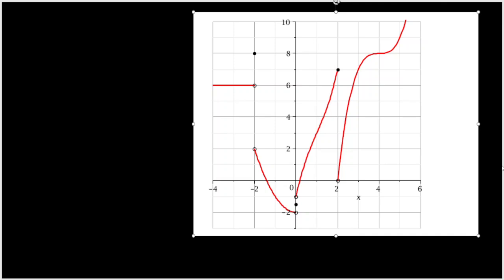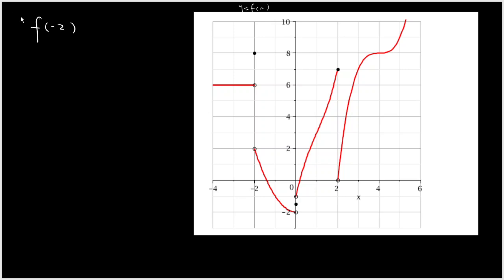I'm going to call this function f of x. The graph is the function y equals f of x. So tell me the value of the function at -2. We'll do that part first. The value of the function at -2, please. You look at the mouse cursor. So -2 is here.